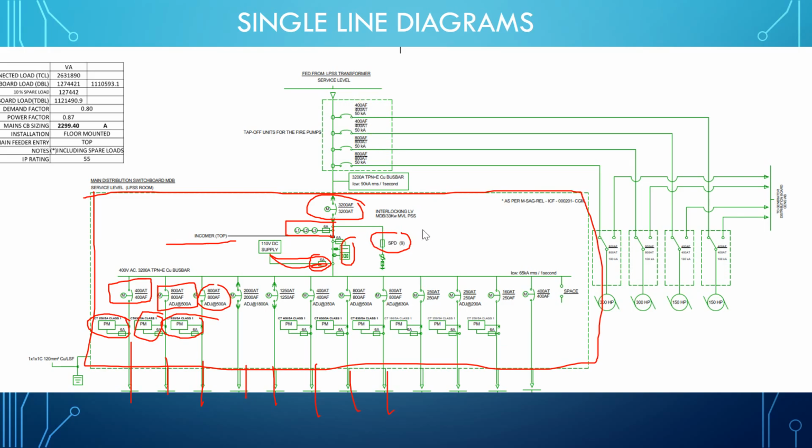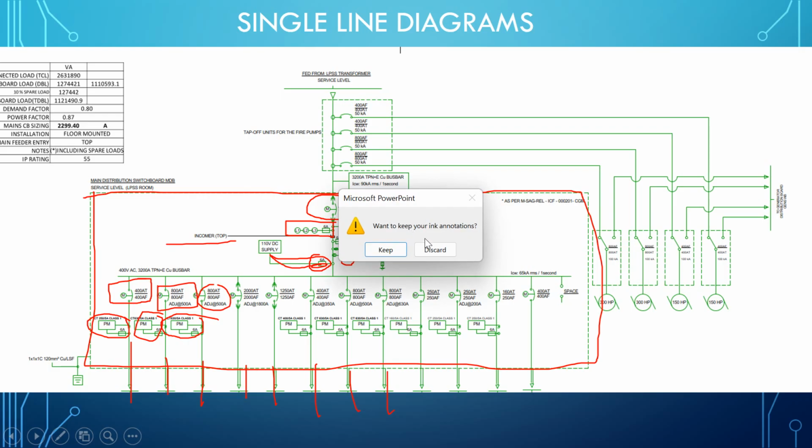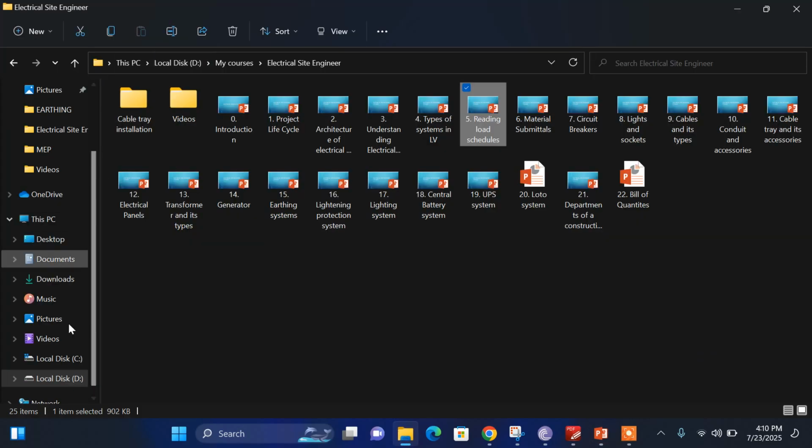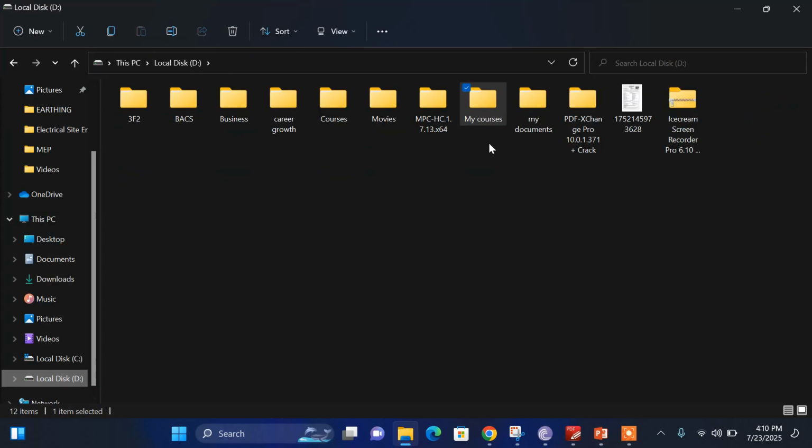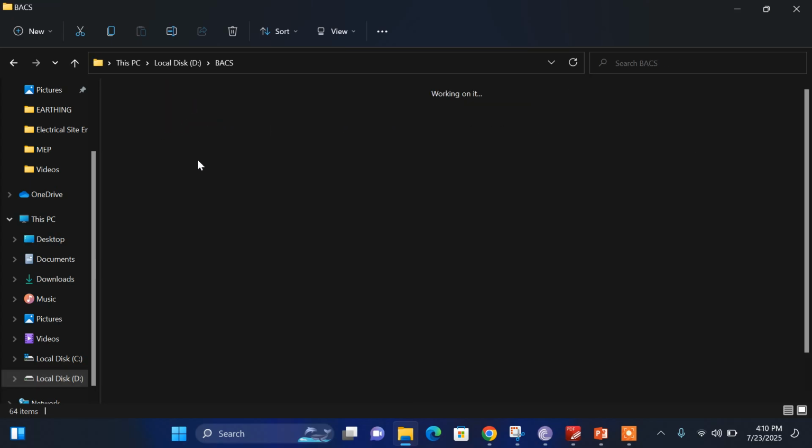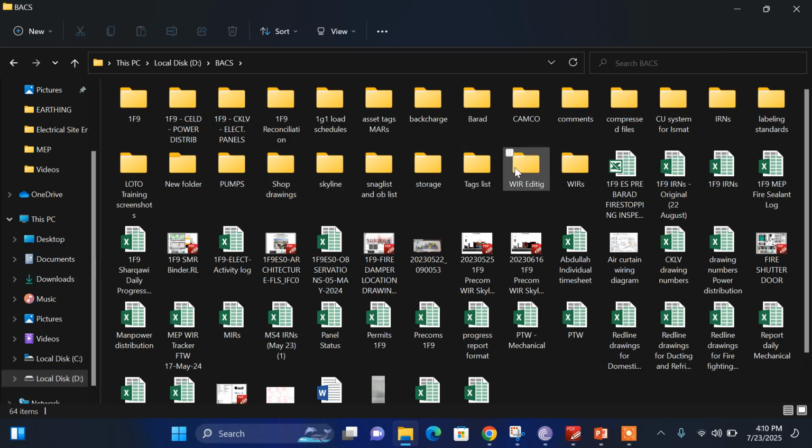Let me show you another single line diagram. We go to here. Where is it?